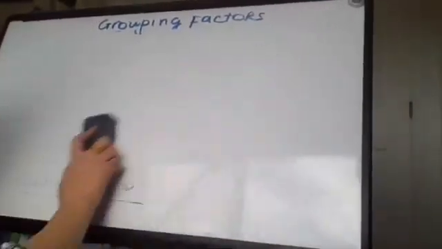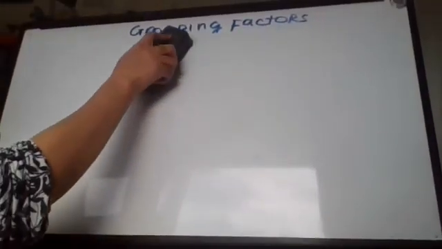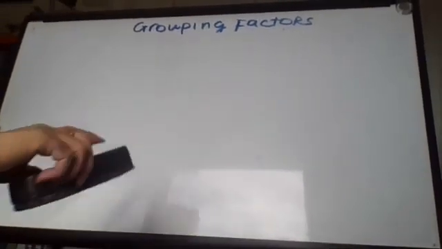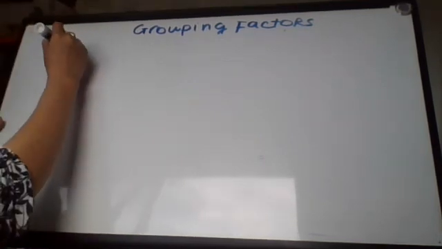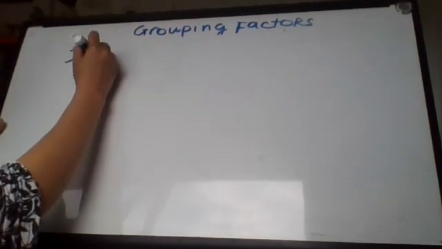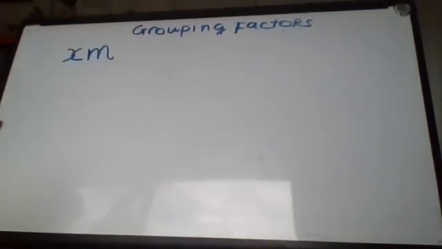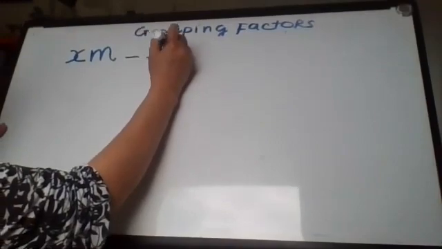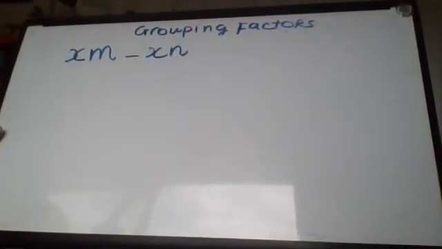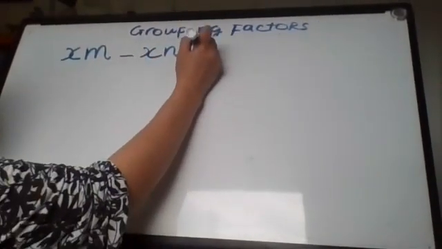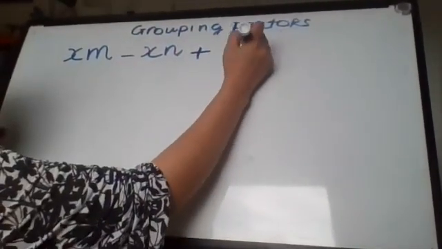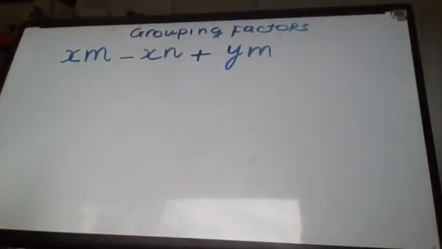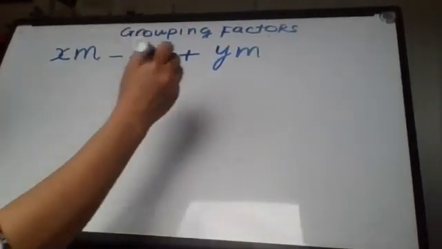So let's do the second example quickly. Again, the topic is still grouping factor, okay? So the next example will be XM. Now I'm going to put in the letters XM and no number, XM minus XN. Now we're going to factor only the letters, and the only number we have in here is 1, number 1. And number 1 we don't have to write. YM minus YN.